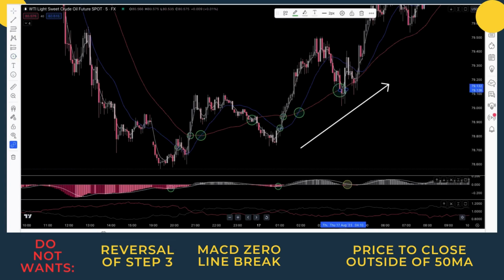And those are the three invalidations. So again, the 4 crossing the 50, having the break of the MACD, and then price closing on the 50. Those are the 3 things you do not want. They do not have to happen in consecutive order. They can be in any random order. One can occur, or all 3. Again, it invalidates the trade, invalidates market entry.